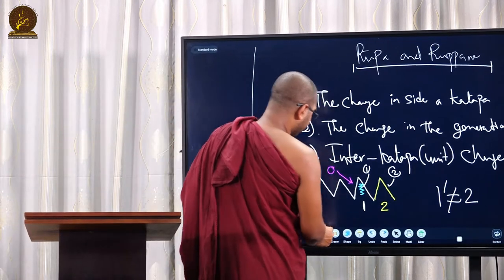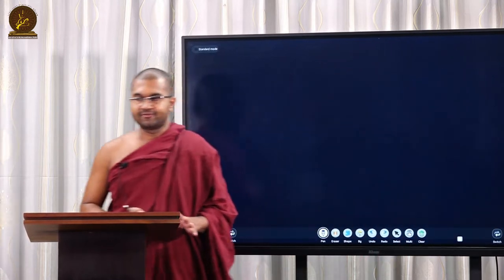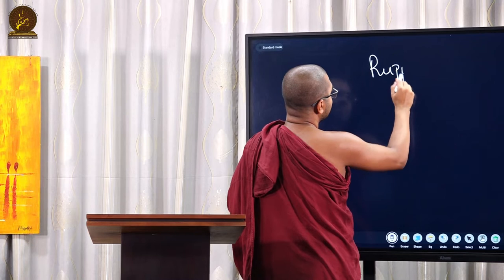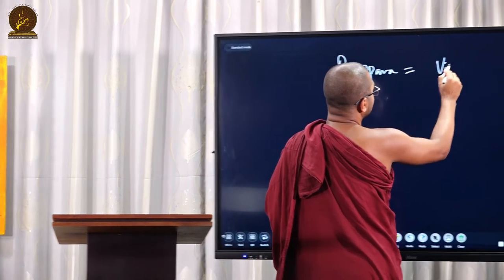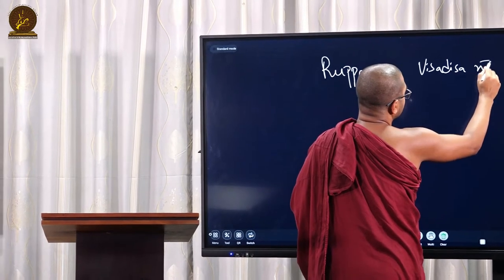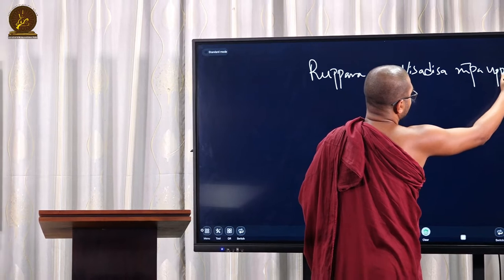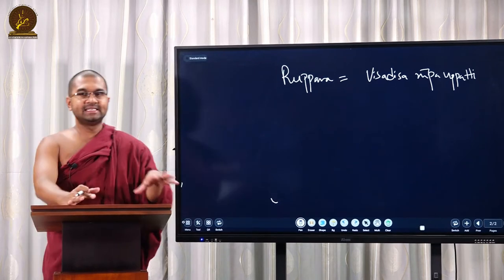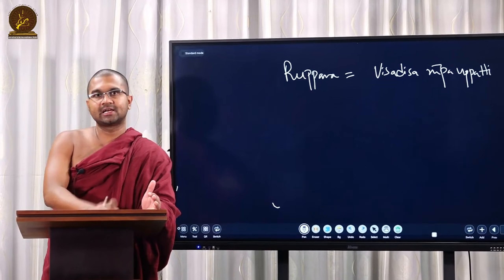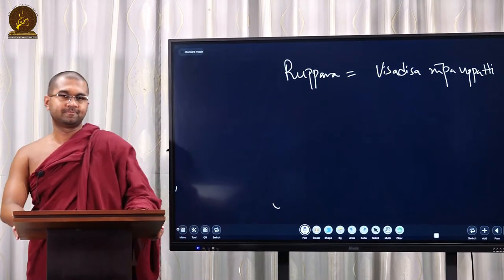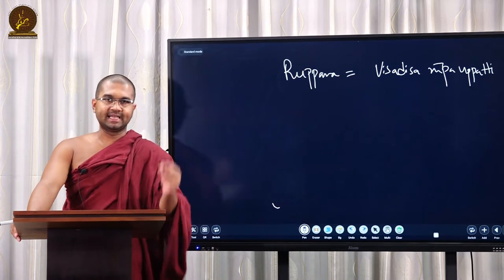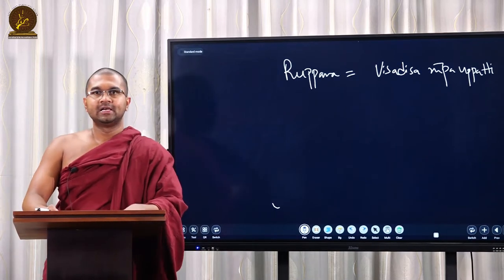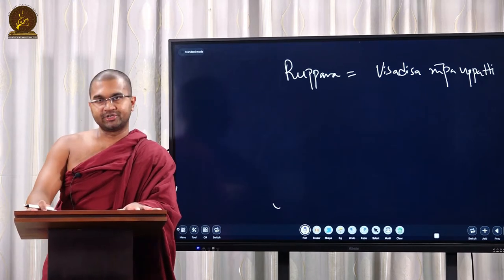So now, normally, within the commentary literature, rupana is said to be visadisa rupa uppatti. Normally you find it as rupuppatti, making them a sandhi in the text. Visadisa means dissimilar. Arising of dissimilar rupas, dissimilar kalapas, means rupana. So what does this mean? Out of the two types of changes, this refers to the change which happens in the generation, that is santati rupana. This is the normal prevailing idea within the Theravada tradition.